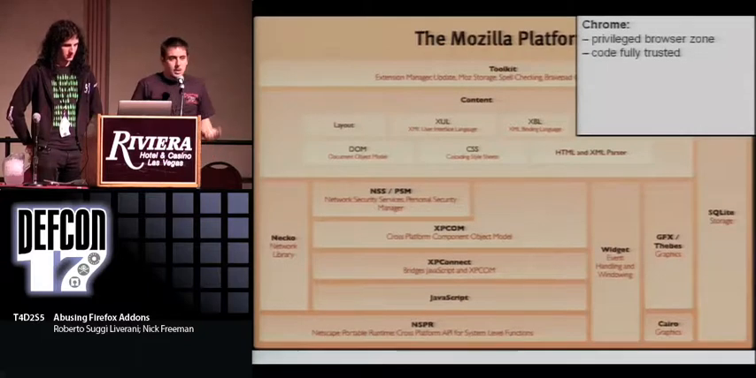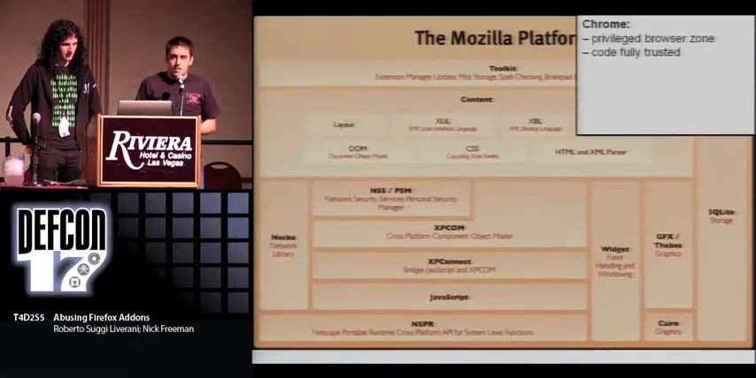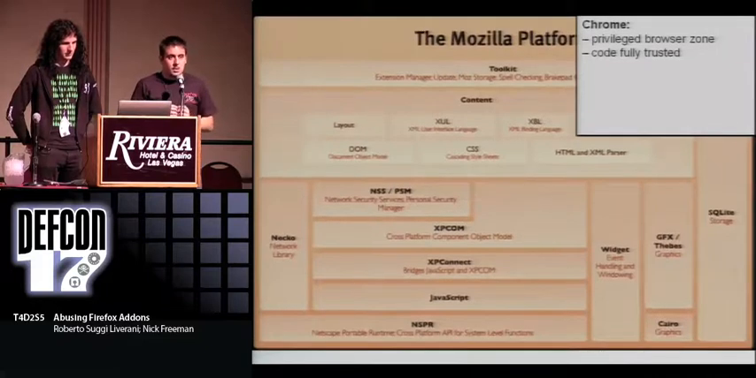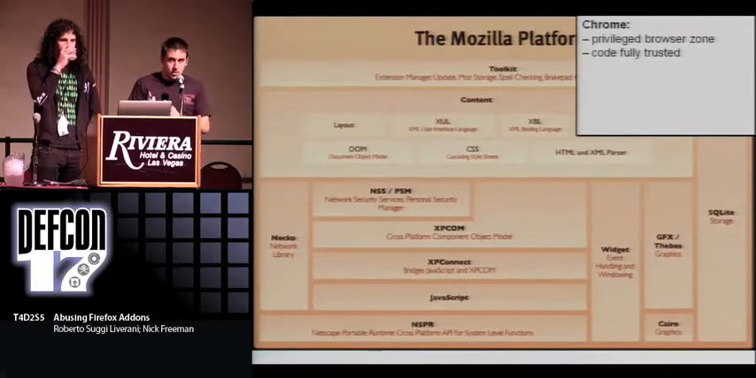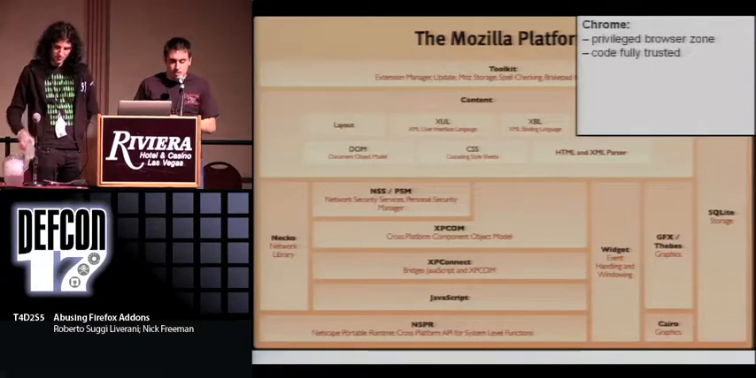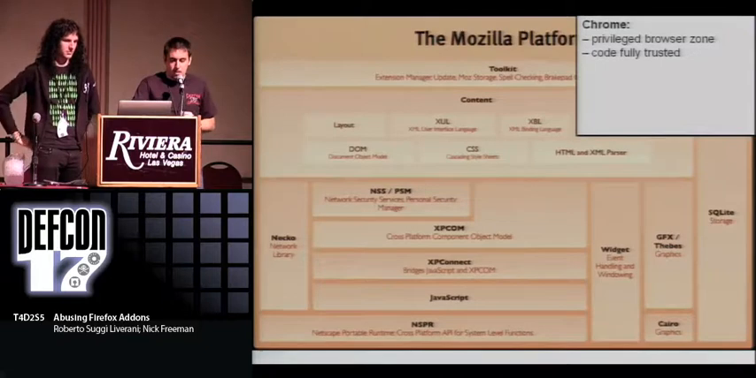And last but not least, it's Chrome. Don't confuse it with Google Chrome. It's something totally different. Chrome in Firefox is a privileged browser zone where the extension code runs, and it's fully trusted by Firefox. We will use this Chrome many times in this presentation. Just keep it in mind for now.